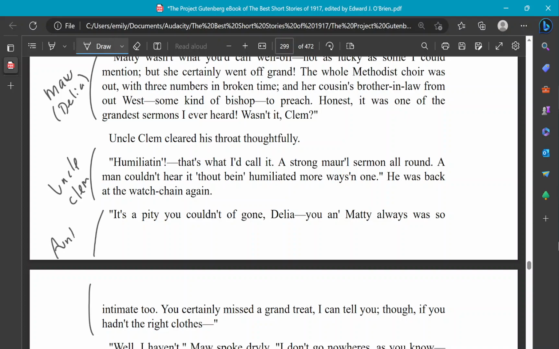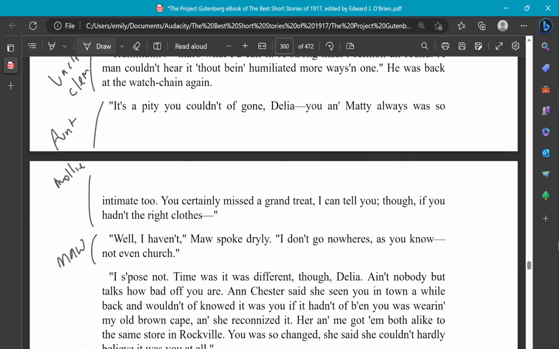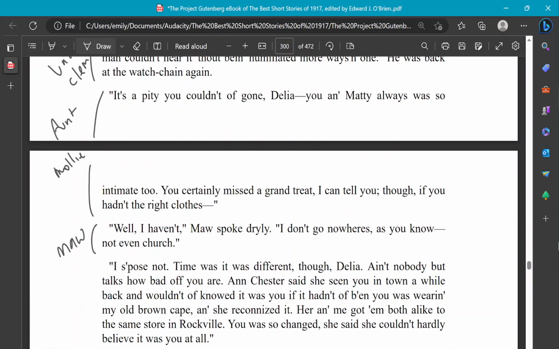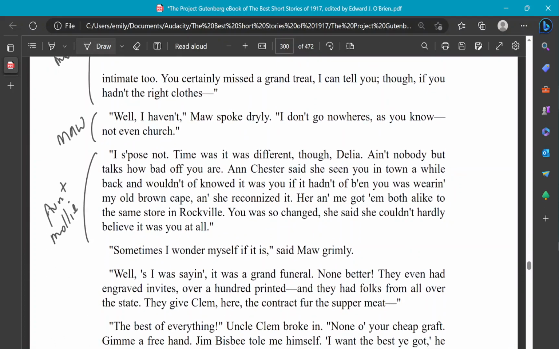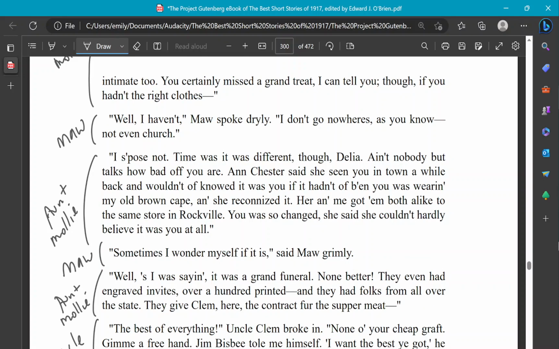And this sounds like Aunt Molly again. And this is Ma. And this is Aunt Molly again. And this is Ma. I think it's like a ma, like for mom. That's kind of funny. Okay, and this is Delia. Delia should not be Molly. Delia's mom. And then this is Uncle Clem.